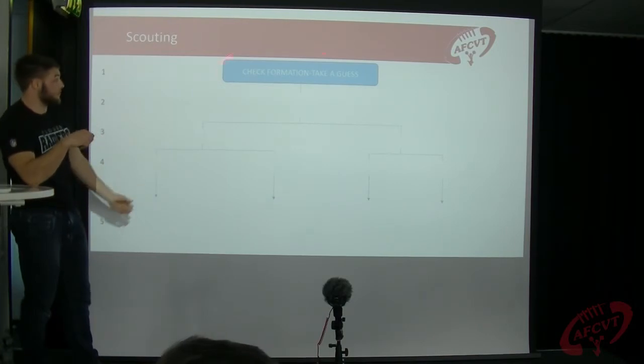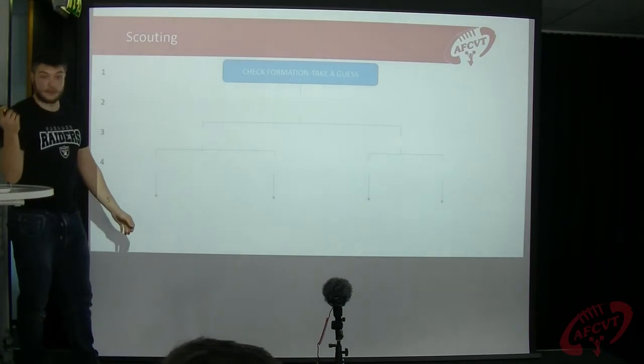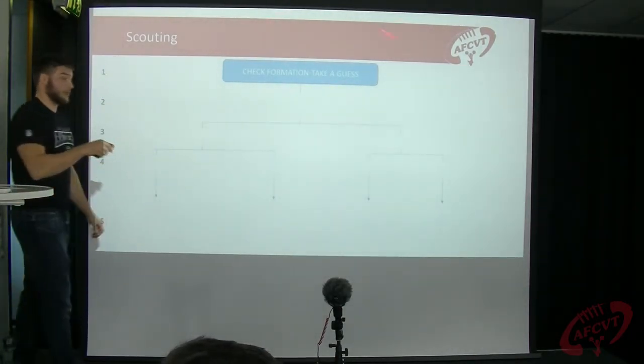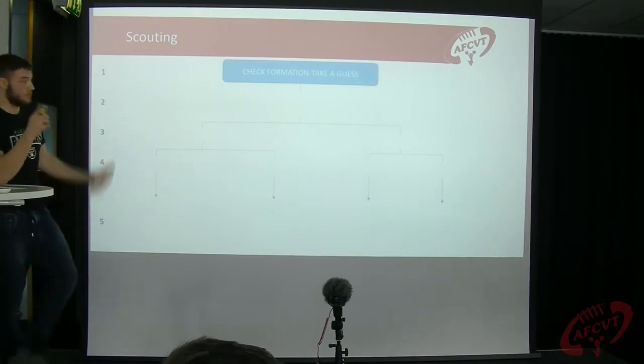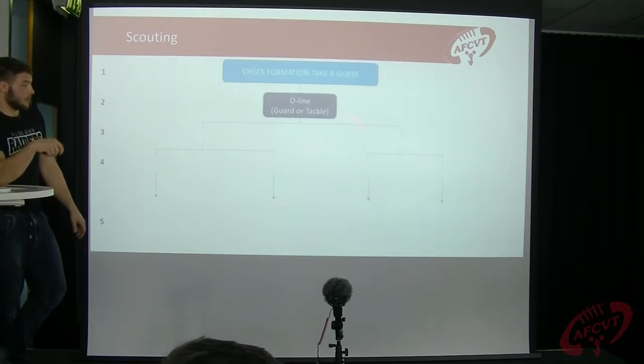You check the formation first. You take a guess. You see Rex out, King, okay. I know from my film studying it's 80% pass. Before the snap, it's really important because it shrinks down to 3 plays max, and you can focus. Then you look at the O-line, guard or tackle, depending on what position you play.